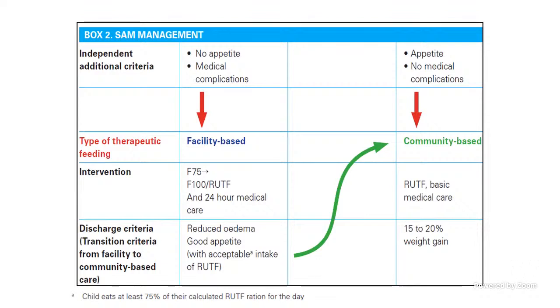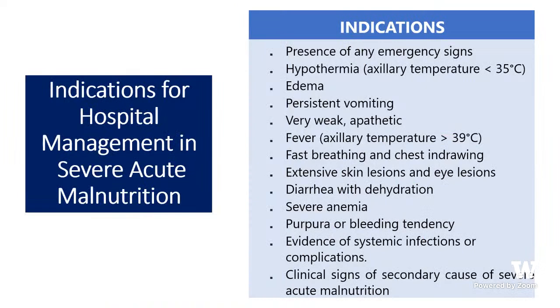In hospital admission, we have seen that there are medical complications. What are those medical complications? The child may have fever, vomiting, or fast breathing. Diarrhea and dehydration are the most common.